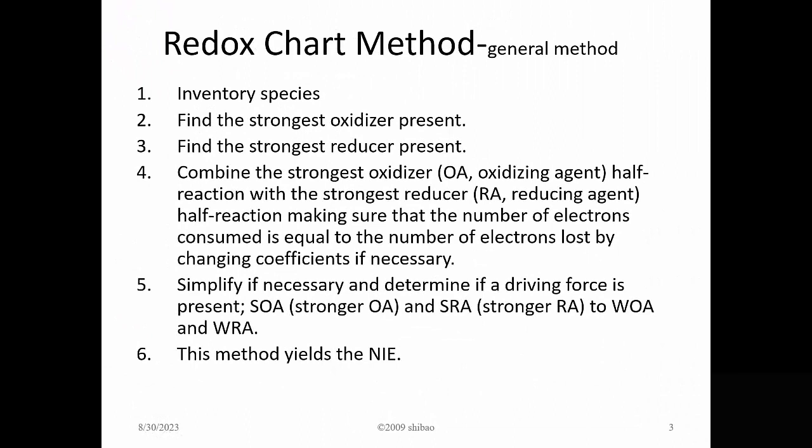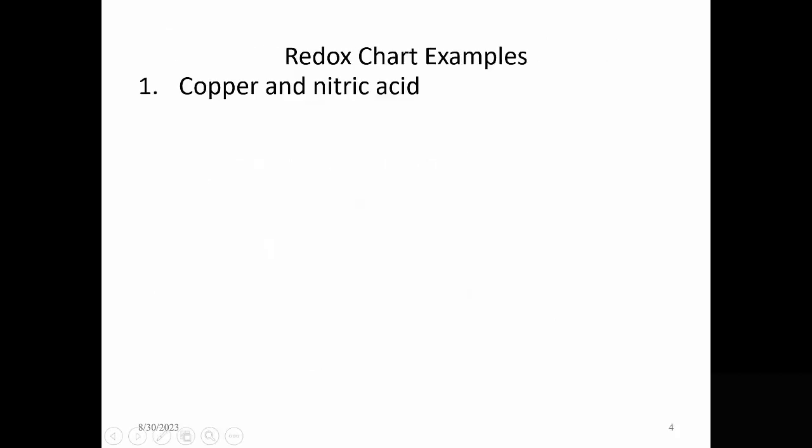All right, let's go back to the chart method here. We combine the strongest oxidizer half reaction with the strongest reducer half reaction, making sure that the number of electrons consumed is equal to the number of electrons lost by changing the coefficients if necessary. And then we simplify, and then we determine driving force. When we do this method, it yields the net ionic equation. So let's just get some practice with this method here.